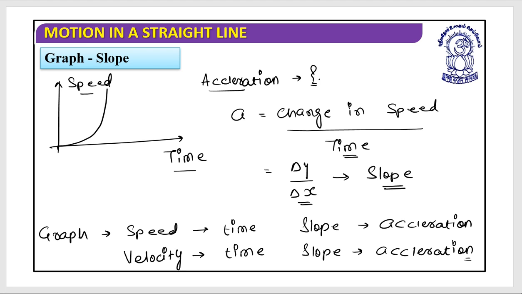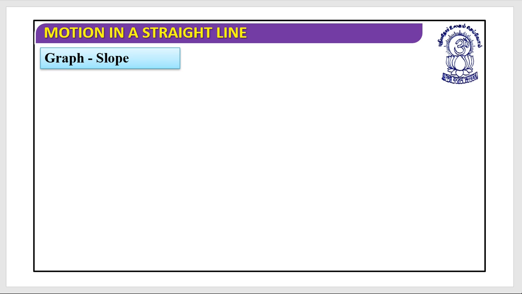If the graph would be of velocity versus time, then the slope would be acceleration. Are you sure with this? Yes. Any confusion? No. So let's look at certain questions based on the slope only.